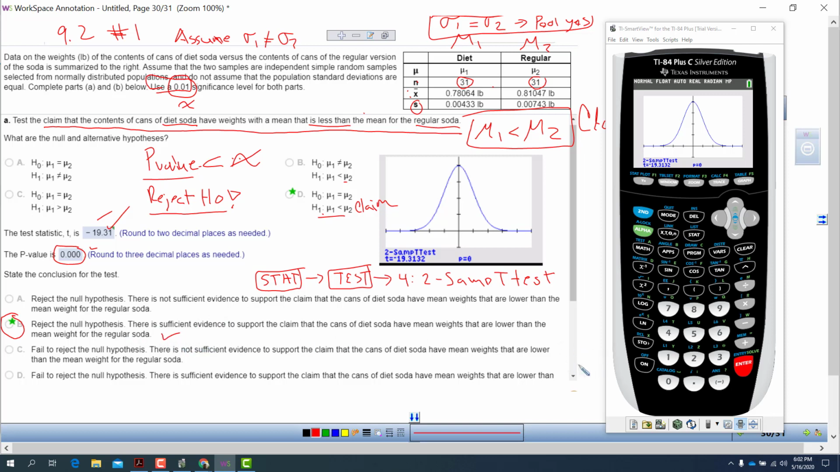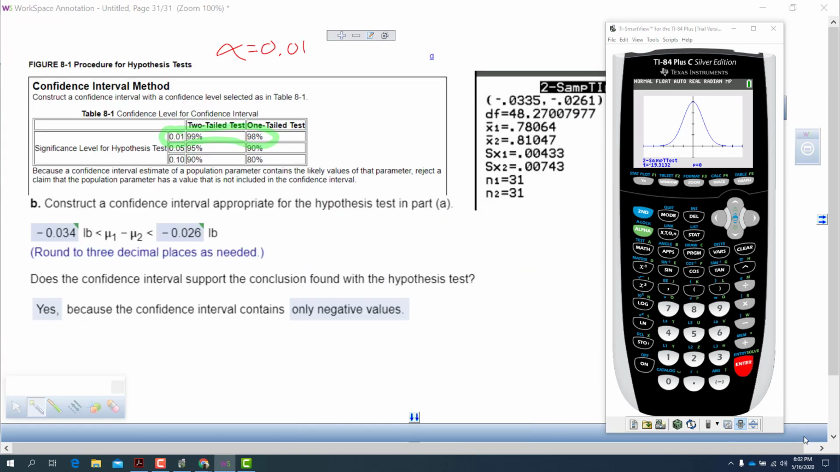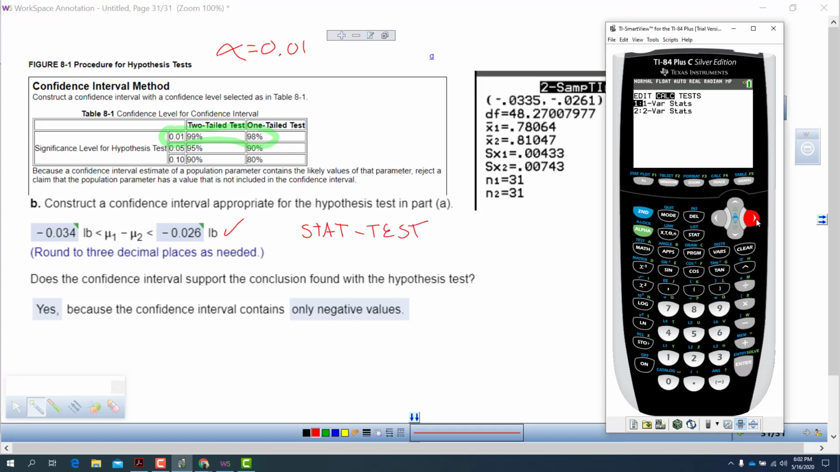So for the second part, we have to construct the confidence interval. For that, you go to stat, test, and select number 4. No, sorry, it's not number 4, it's number 0. It's actually down here. Number 0, two sample t interval. So you press 0, and you don't have to type the data again. All the data is right there.